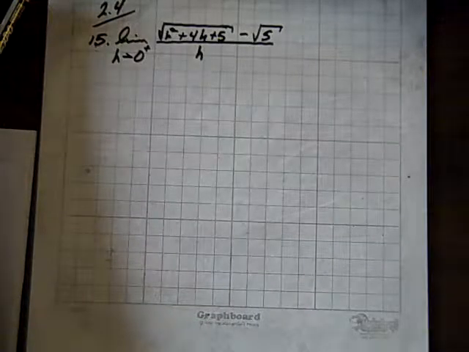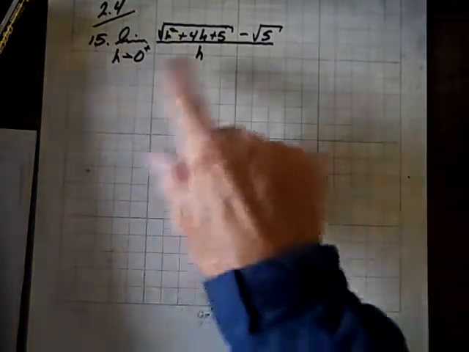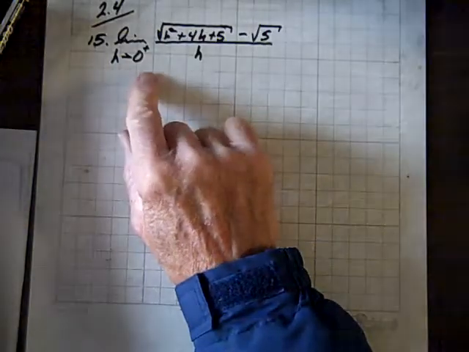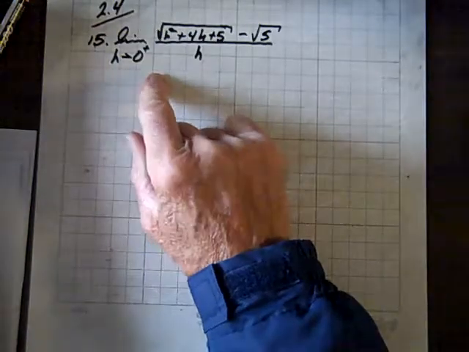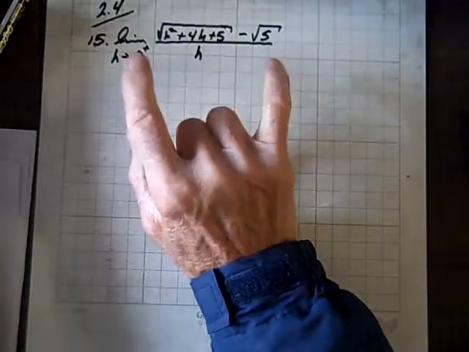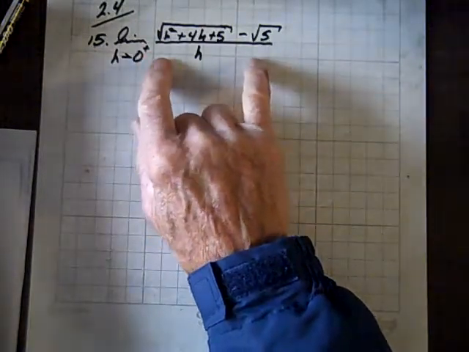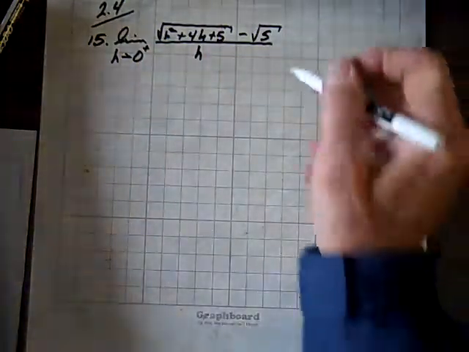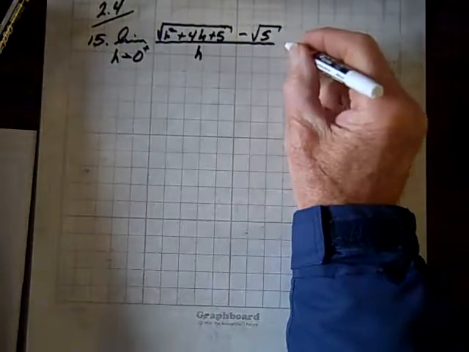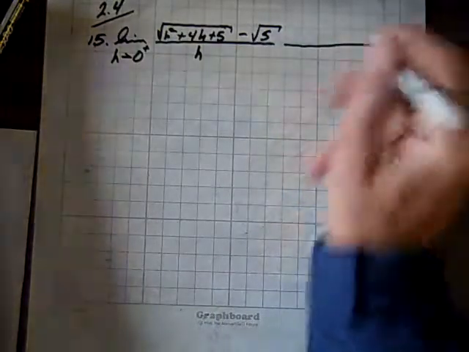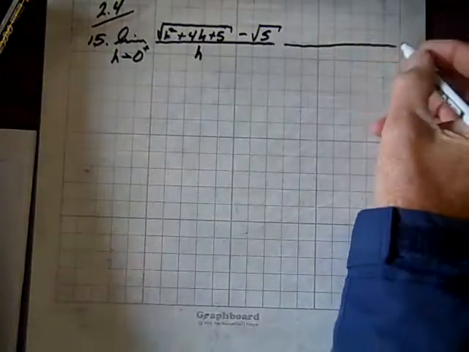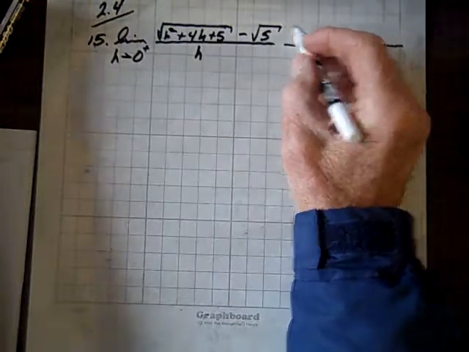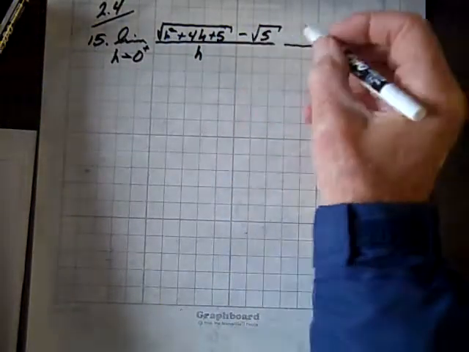Okay, now we're doing question 15, and we've got to find the limit of this quotient as h goes to 0 from above, so we're going to find a right-hand limit. And keep in mind, anytime you have this format, you're going to use the difference of two squares identity, and you're going to multiply by 1 in the form of the conjugate of the numerator.